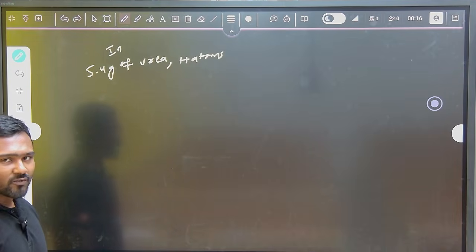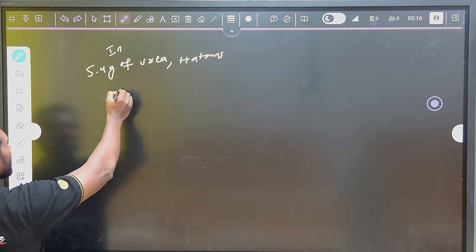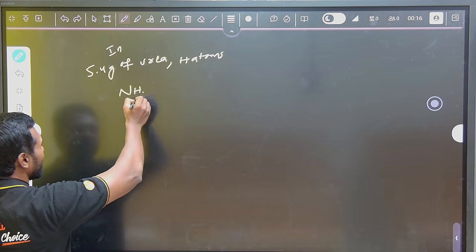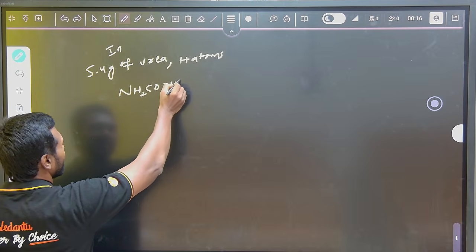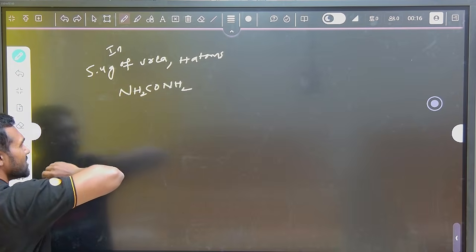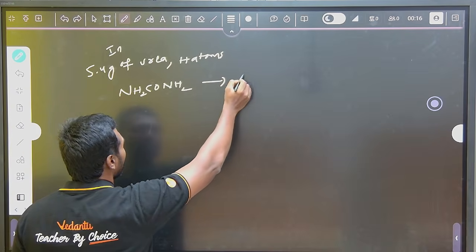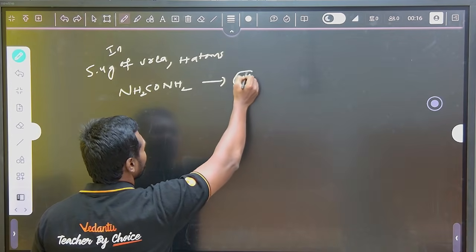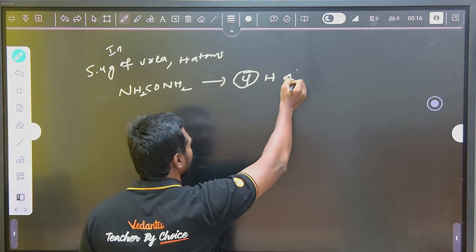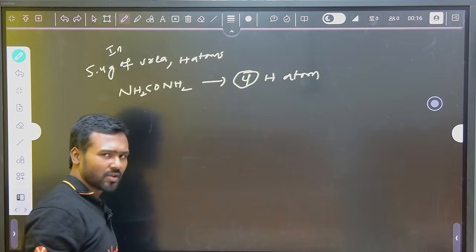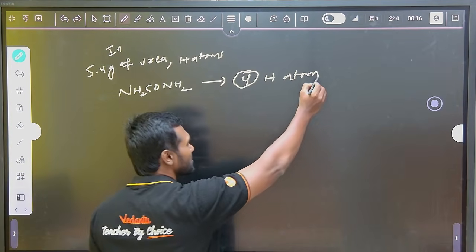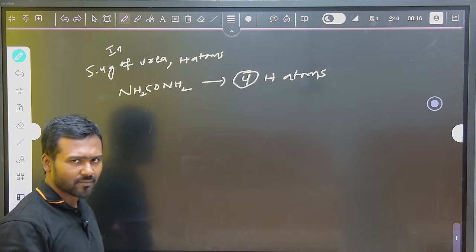So, 5.4 grams of urea. We know the formula of urea; you should have an idea: NH2CONH2. That means if you take one urea molecule, it has 4 hydrogen atoms. 4 H atoms are present in one molecule of urea.